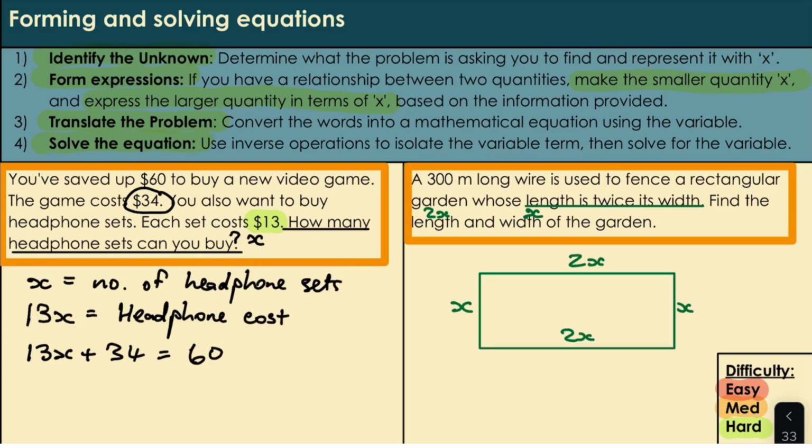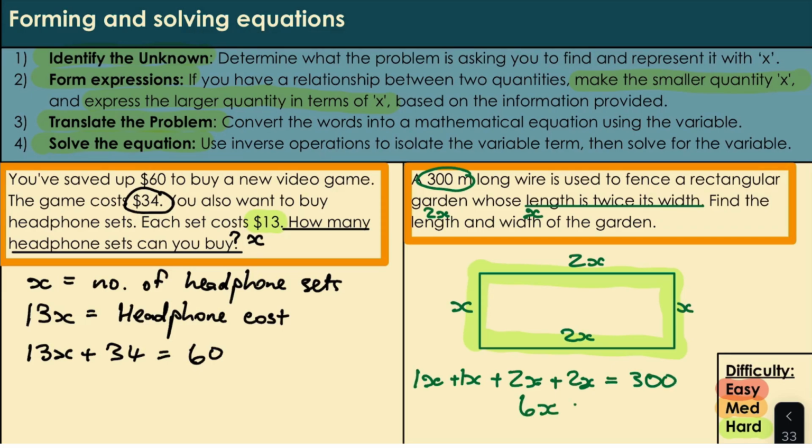Now we need to do step number 3, make a mathematical equation. Well, they tell us that it is a 300-meter long wire. Now that is the length around the garden. That is the perimeter. So I sum all of those sides together. That side plus that side plus that side plus that side, that will give me the total length. And the sum of the 4 sides will be 300 meters. I have 6x equal to 300.